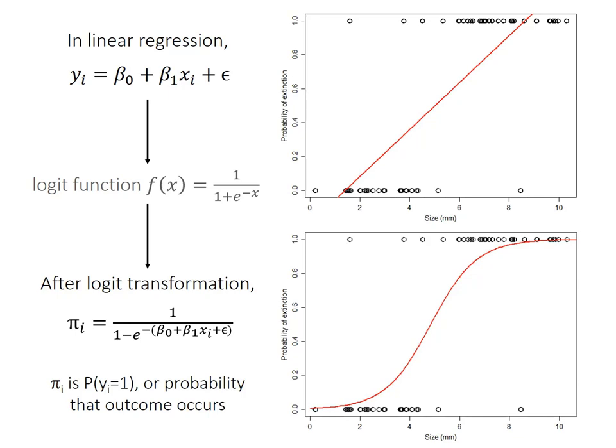But after applying this logit function, we then get the equation at the bottom where pi i is the probability now that the outcome occurs. So pi i is the probability that y equals 1. And so the regression line now, after transforming it with the logit function to get 1 over 1 plus e to the minus the equation there, is now bound between 0 and 1, which is what we want, this curved regression line here.